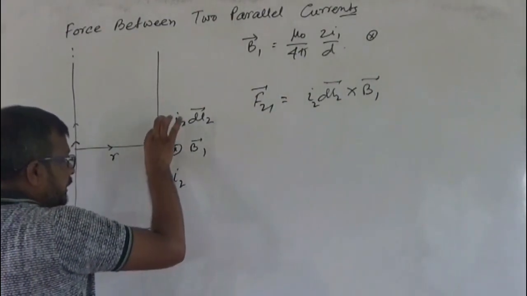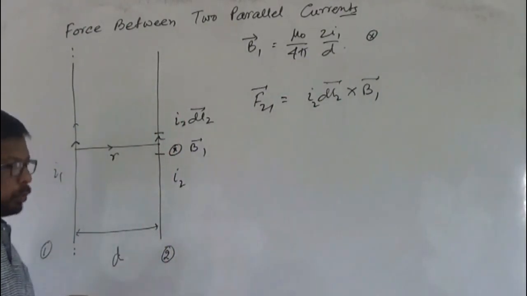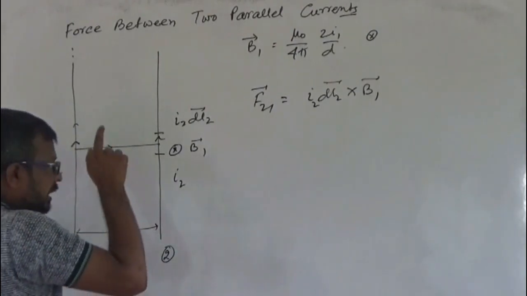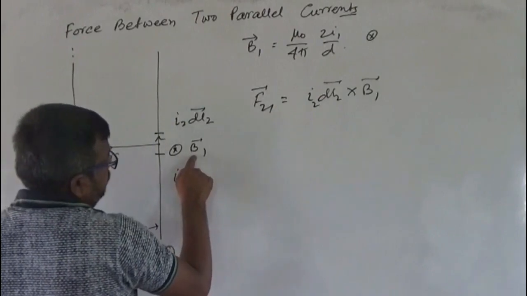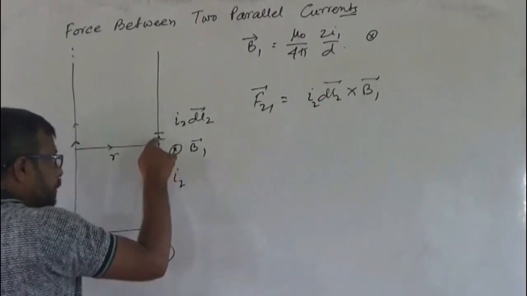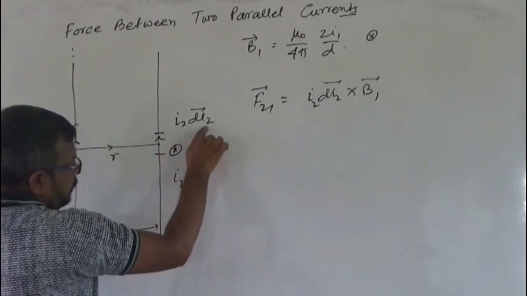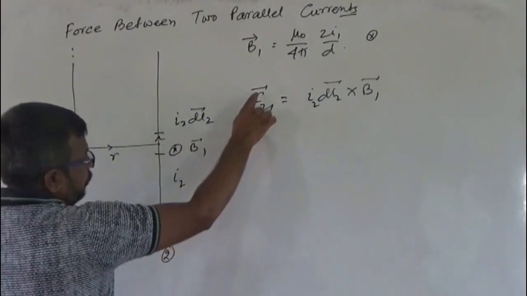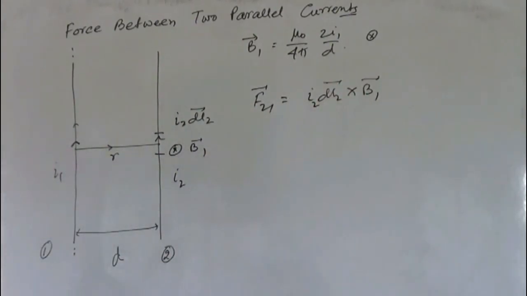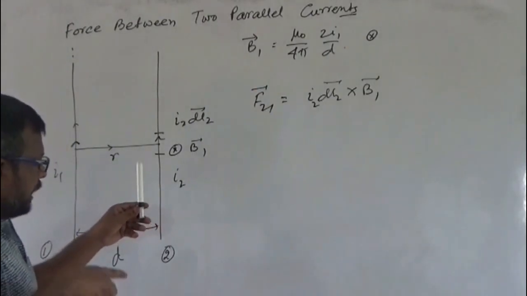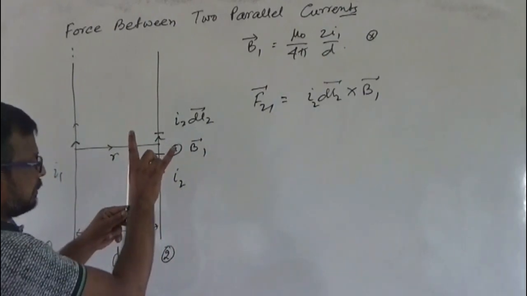We have considered I2 dl2 current element of the conductor 2, and it is placed in the magnetic field produced by the conductor 1, which is B1. Therefore, force experienced by this current carrying conductor or element of this current carrying conductor I2 dl2 is F21 is equal to I2 dl2 cross B1. Now see here, B1 is perpendicularly into the board and I2 dl2 is along this direction.